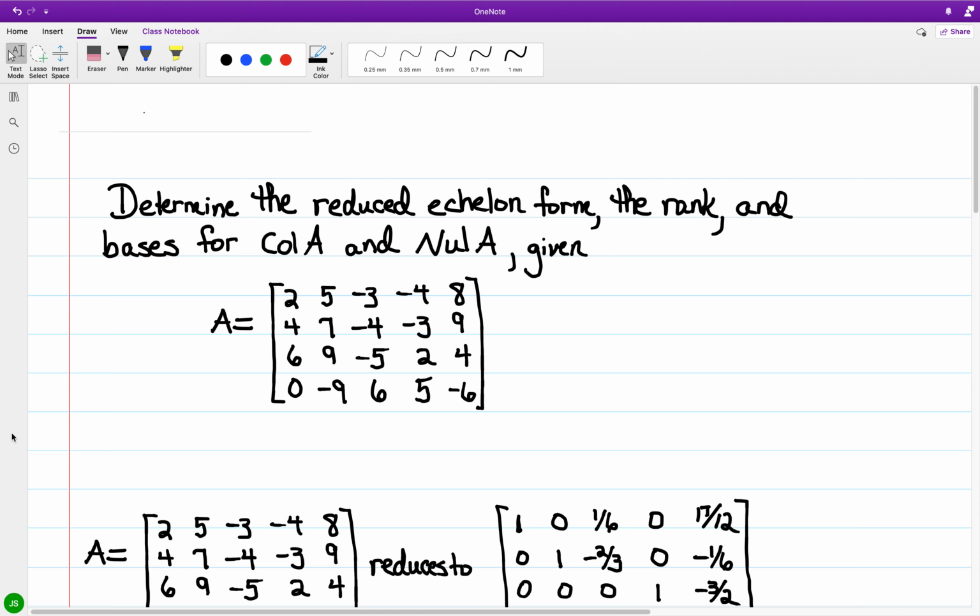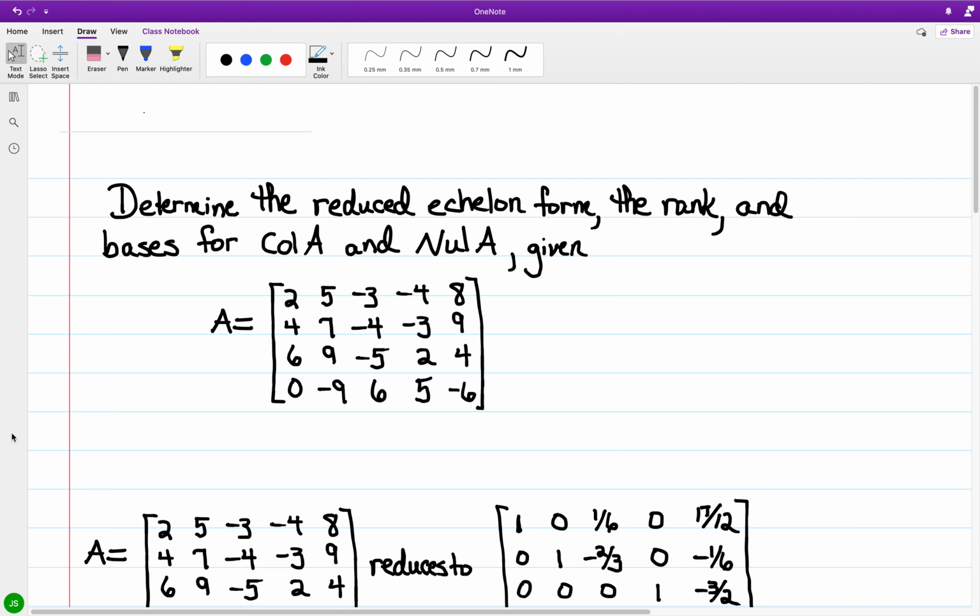Okay, in this lab simulation, we are looking for the rank as well as bases for the column space and null space. Let's say that we have a given matrix A, which is a 4 by 5.